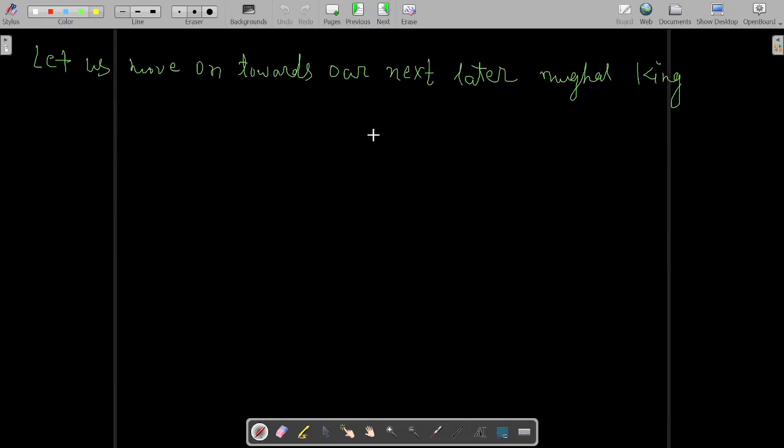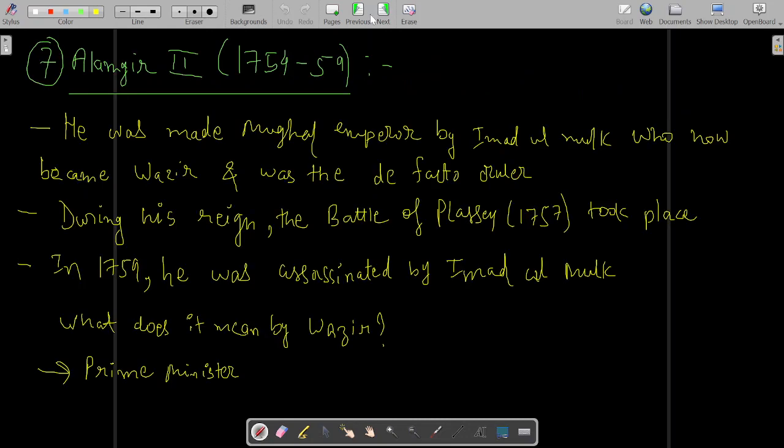Now let us move on towards our next later Mughal king, which is Alamgir II, 1754 to 1759. For these 5 years he was the emperor, Alamgir II. He was made Mughal emperor by Imadul Mulk, a noble who was the grandson of Nizamul Mulk. Who was Imadul Mulk? Imadul Mulk was the grandson of Nizamul Mulk.